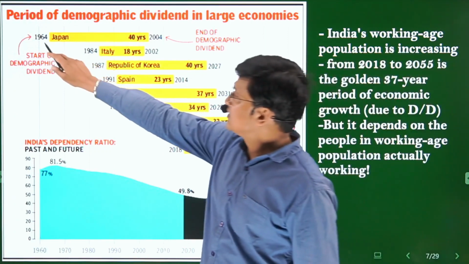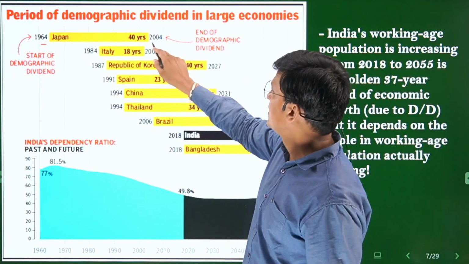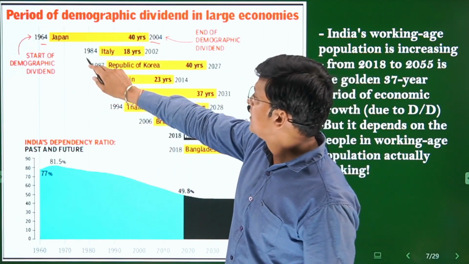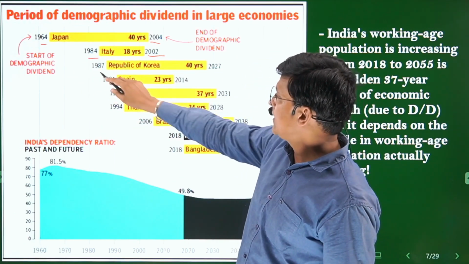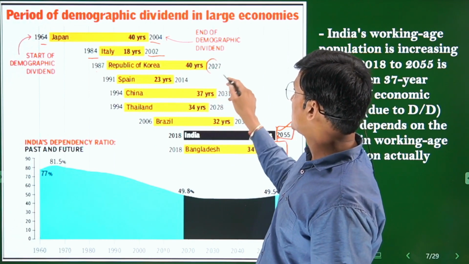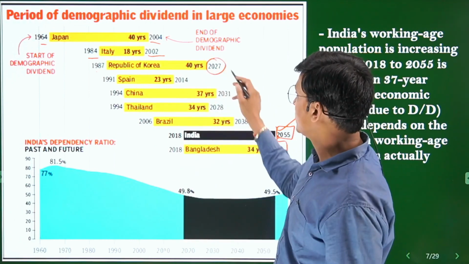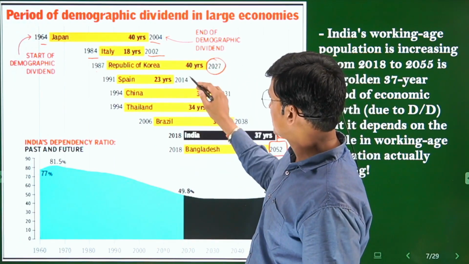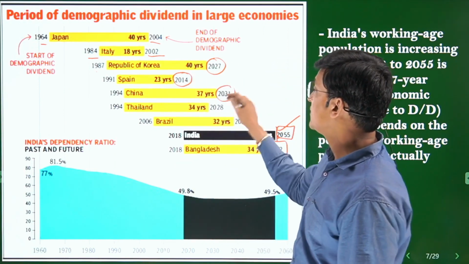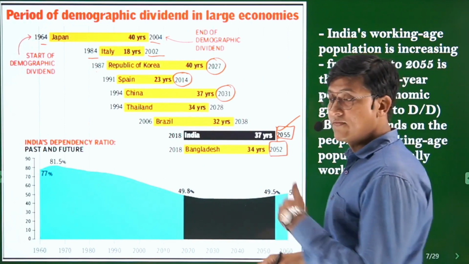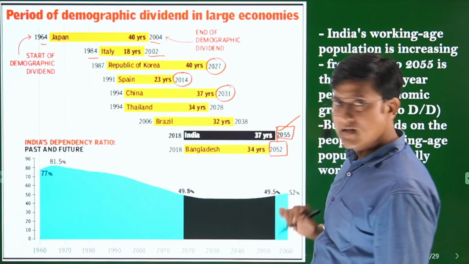But this is Japan. It started in 1964, and ended in 2004. Italy, 1984 to 2002. Korea's demographic dividend is going to end in 2027. Spain has already lost its demographic dividend in 2014. China is going to lose it in 2031. So the future of India is good as far as this chart is concerned.